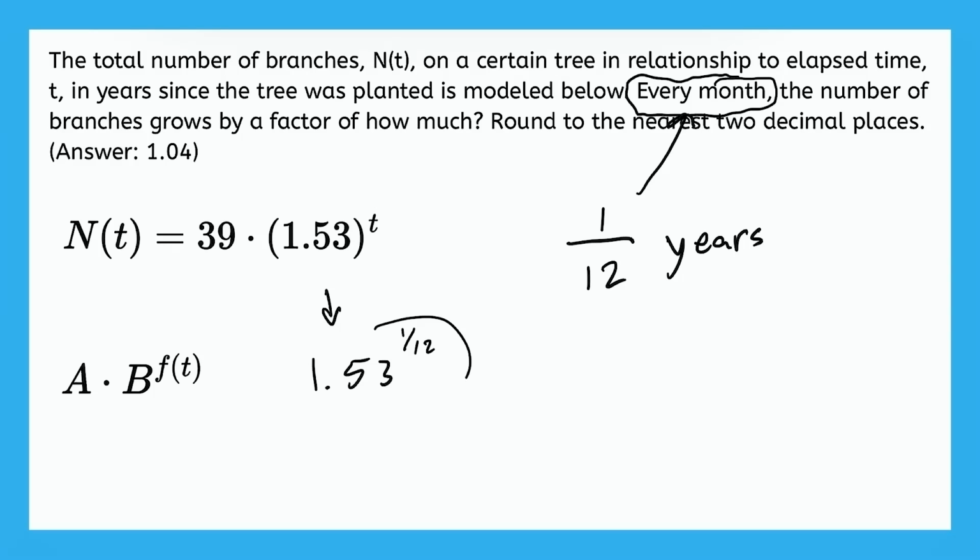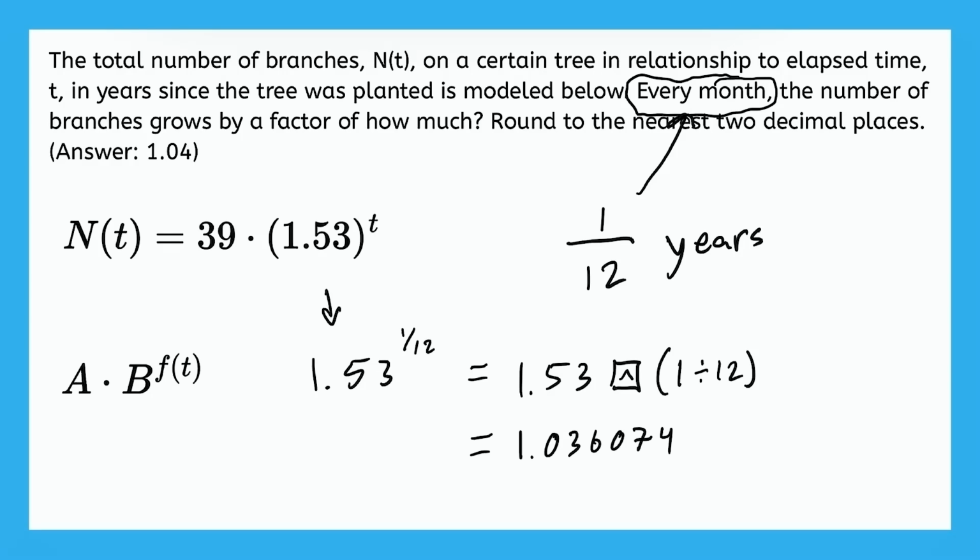All right, so how will this look in your calculator? We're going to say 1.53 and then that button, which means to the power of, and then parentheses, and then 1 divided by 12, close the parentheses. And then what do you get? So we get 1.036074, and that number keeps going. So when we round this to the nearest 2 decimal places, 1.0 what will it be? Well, this 6 is going to make the 3 turn into a 4. And as you can see, that is exactly what we should have gotten, 1.04.